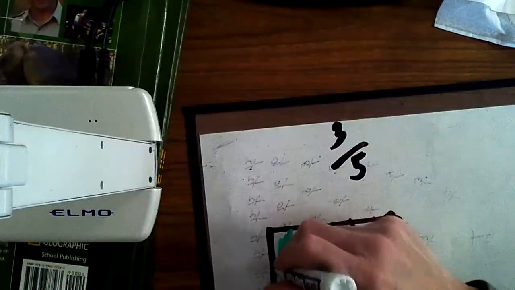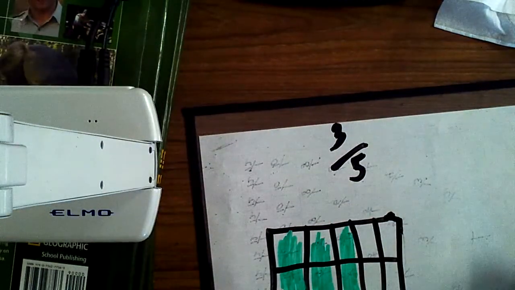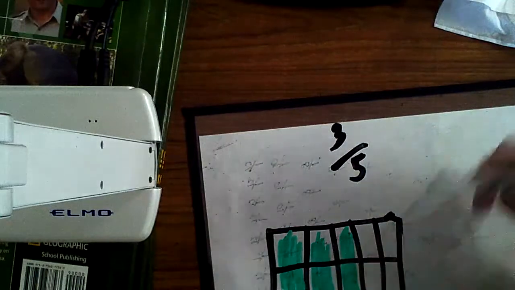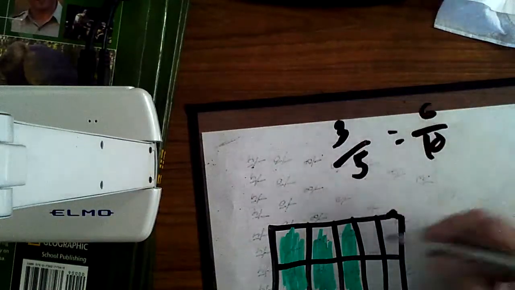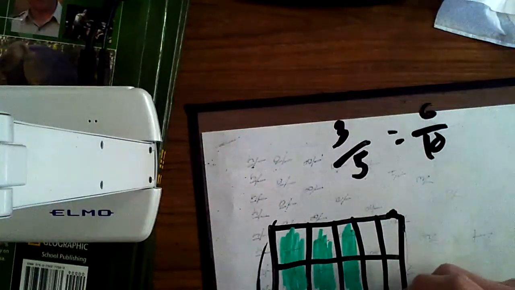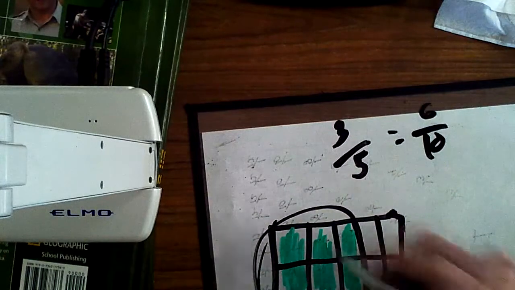Well, you could create an equivalent fraction just by simply doing this. Just take the same picture and multiply the parts by 2. Now you've got 10 parts and 6 of them colored in. And there you go. So the amount that's colored green never changed, did it? Never changes, but the number of parts did.